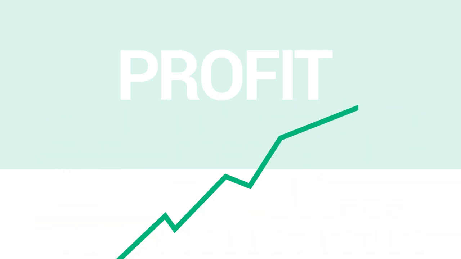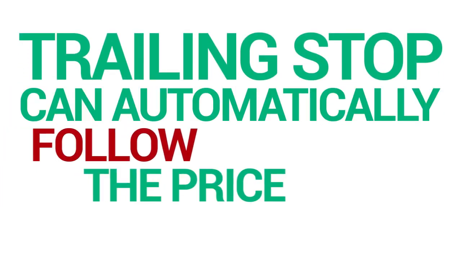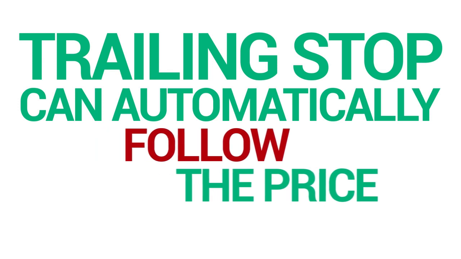To make this process automatic, you can use a trailing stop. This means that if your trade is currently running a profit and you want to protect that profit from reversals in the market, the trailing stop will automatically follow the price according to your settings.